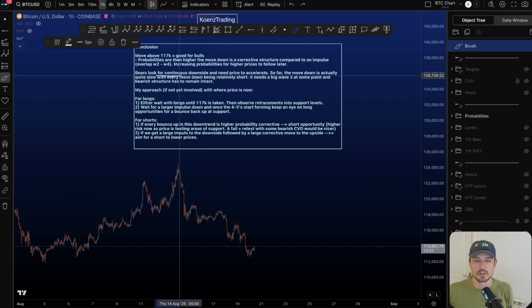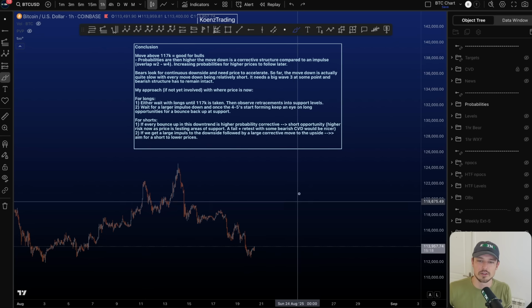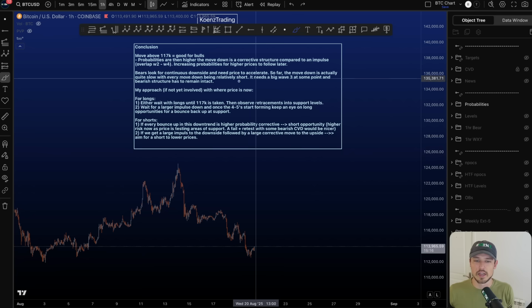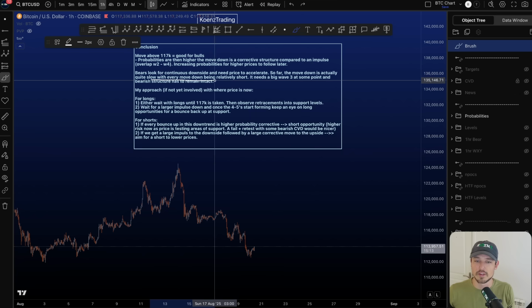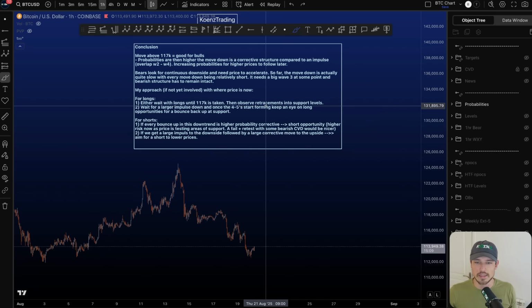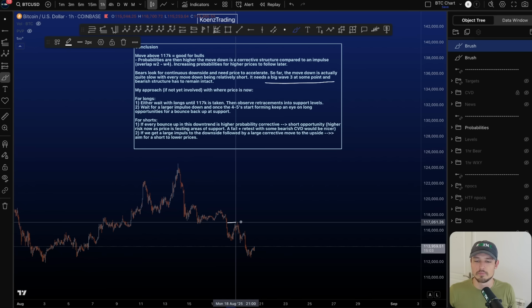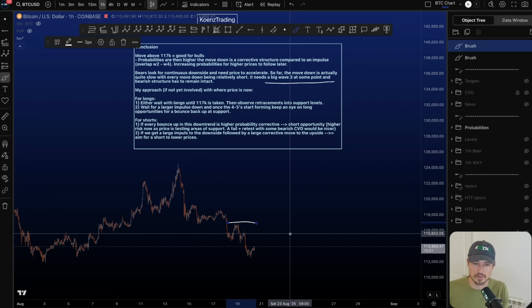Now, bears are looking for continuation to the downside and they need a price to accelerate. You want to have a big move to the downside. So far, the move down is actually quite slow, with every move down being relatively short before then a new range starts again. It needs a big wave 3 at some point, and bearish structure has to remain intact, with the invalidation for the bearish scenario being 117K.